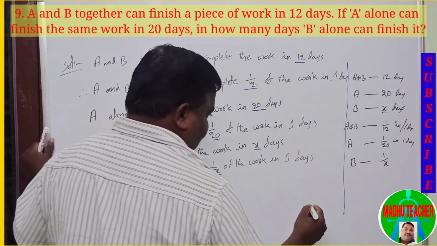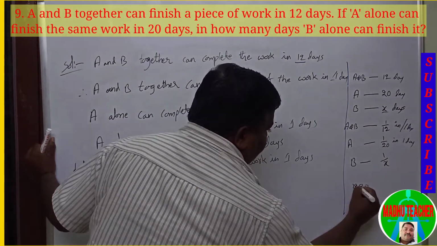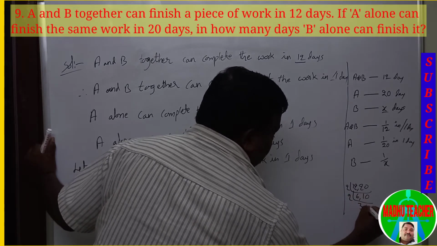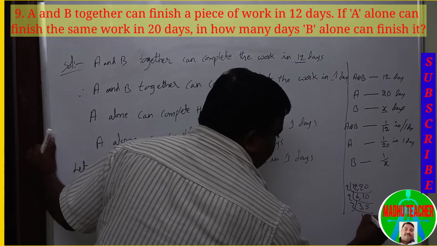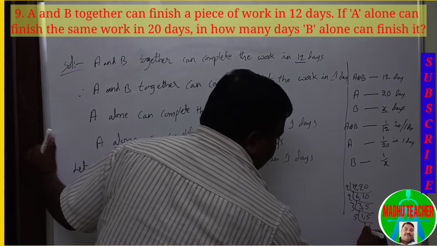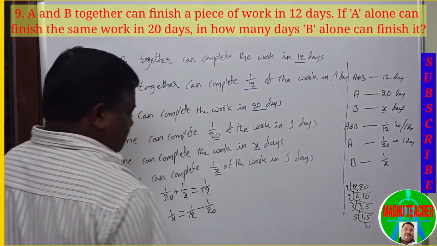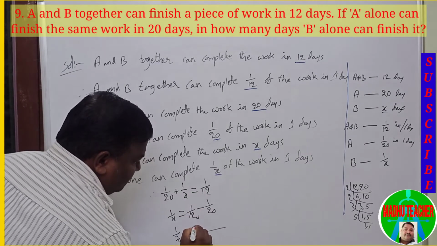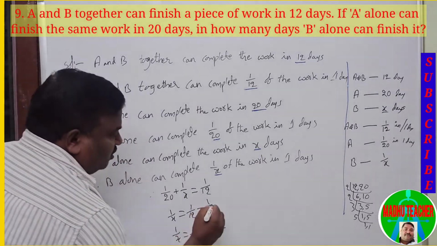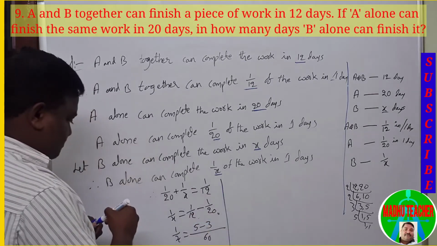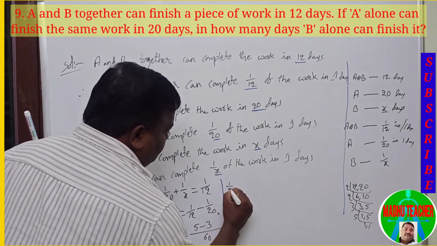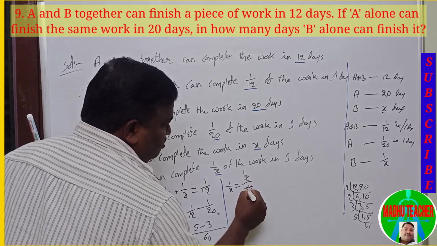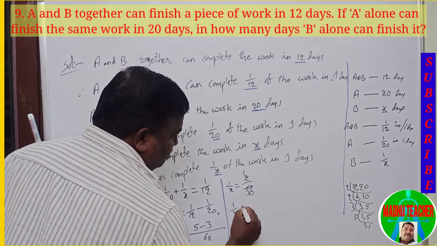The LCM of 12 and 20: 2 sixes are 12, 2 tens are 20; 2 threes are 6, 2 fives are 10; 3 ones are 3, 5 ones are 5. 5 threes are 15, 15 twos are 30, 30 twos are 60. So 1 by x equals, the LCM is 60, 12 fives are 60, so 5 minus 3, 20 threes are 60, so 1 by x equals (5 minus 3) by 60, which is 2 by 60. So 1 by x equals 1 by 30.